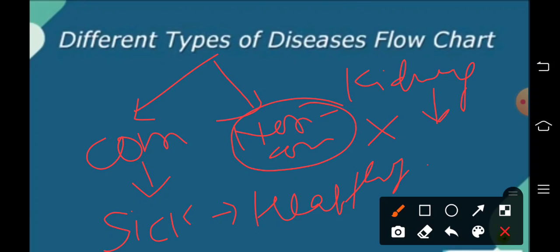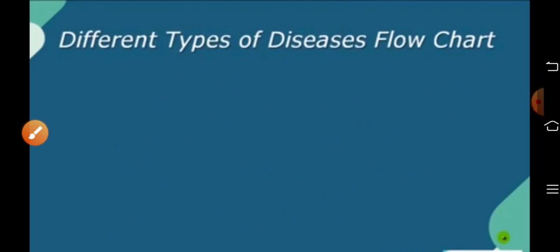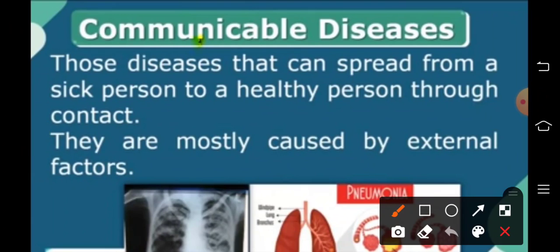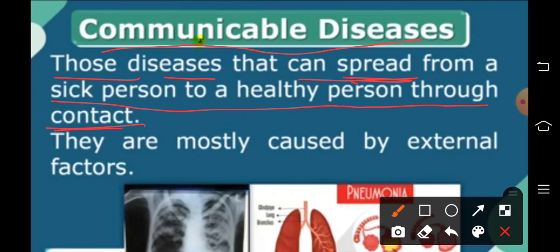And after that, there are two types on the basis of the duration of time: acute diseases and chronic diseases. Let's discuss about it. Communicable diseases. Dear students, you know that those diseases that can be spread from a sick person to a healthy person through contact. These kinds of diseases are spread from a sick person to a healthy person through contact.